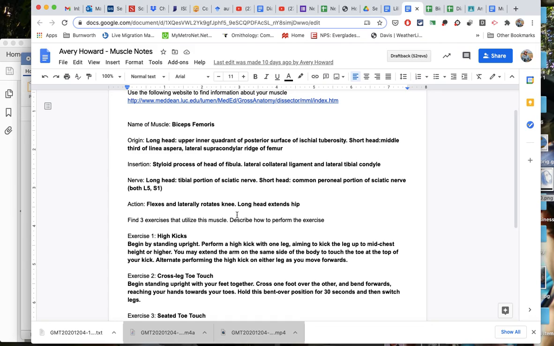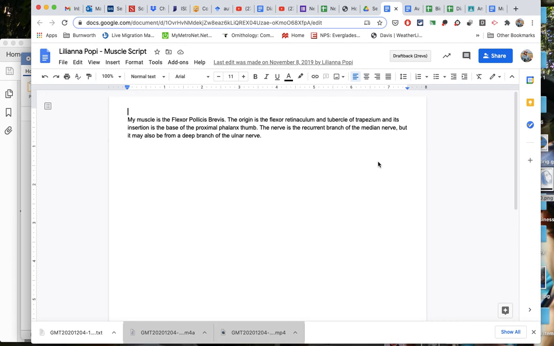Okay, that doesn't flow very well. I need you to put that into a sentence. Let me show you an example from last year. I chose this one because not many people have this muscle.